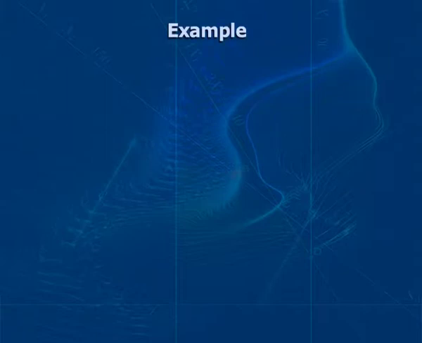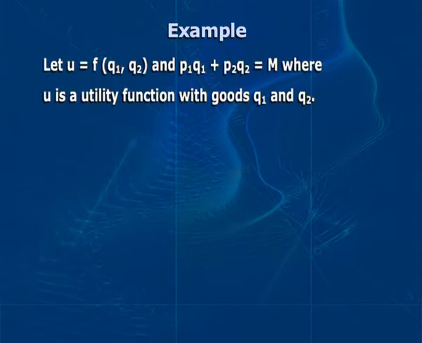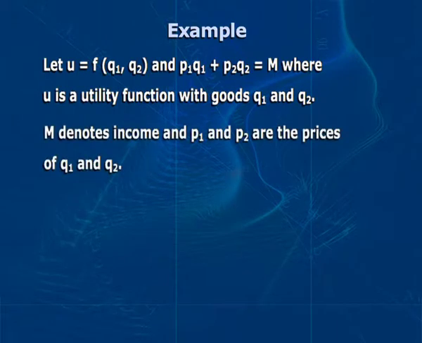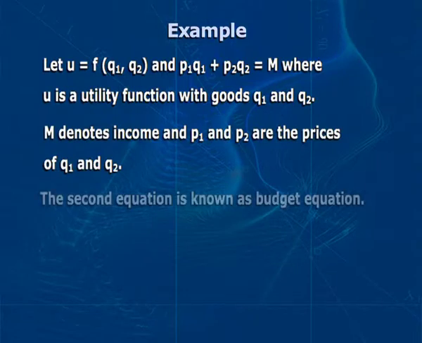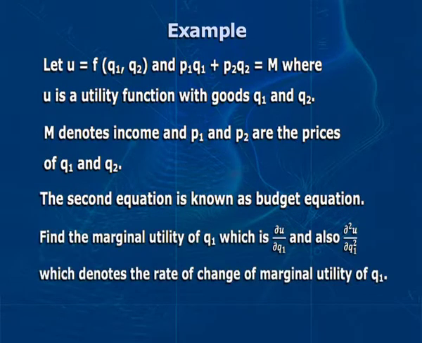Let us take an example. Let u is equal to f of Q1, Q2 and P1 Q1 plus P2 Q2 is equal to m, where u is a utility function with goods Q1 and Q2, m denotes income, and P1 and P2 are the prices of Q1 and Q2. The second equation is known as the budget equation. Find the marginal utility of Q1, which is del u over del Q1, and also del square u over del Q1 square, which denotes the rate of change of marginal utility of Q1.